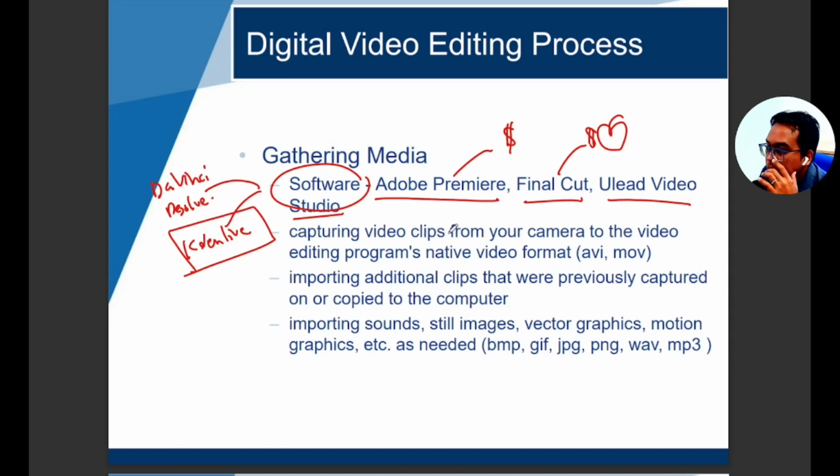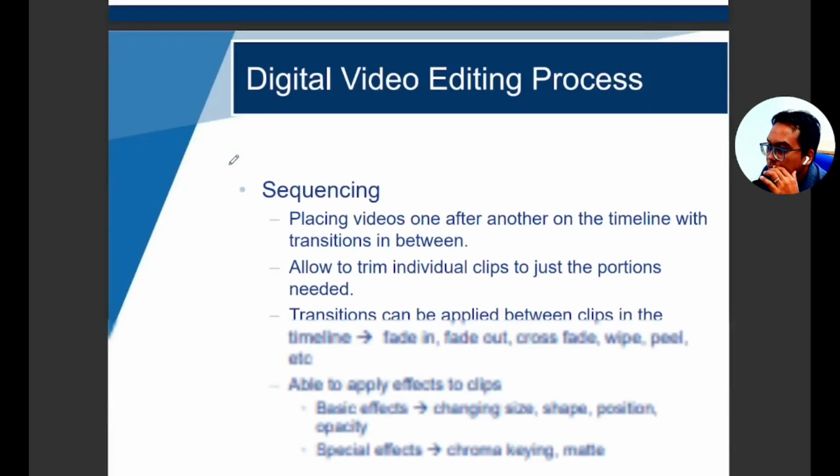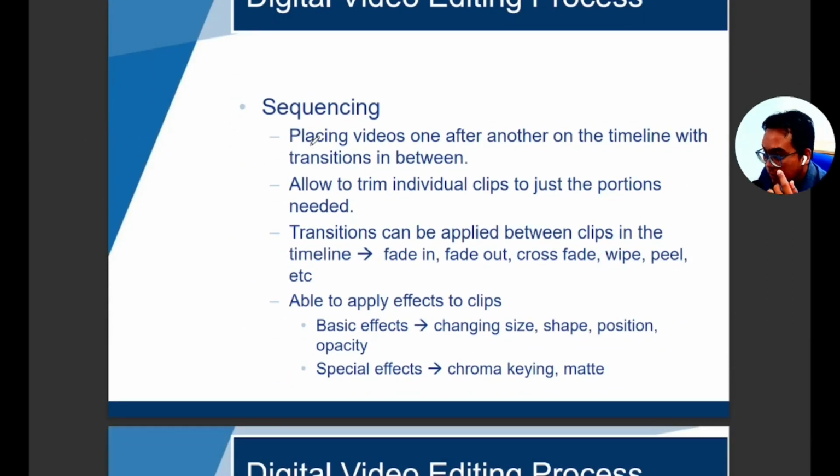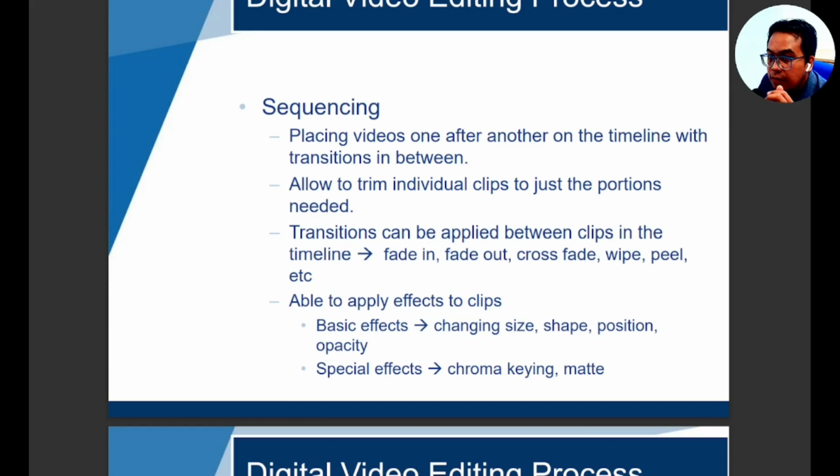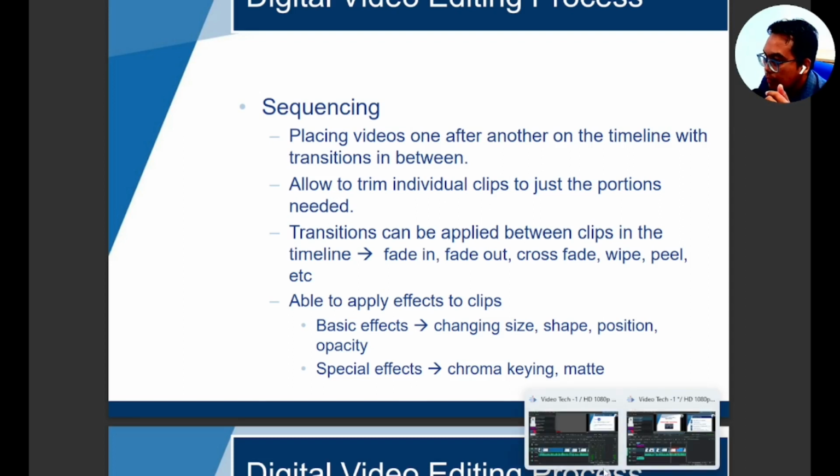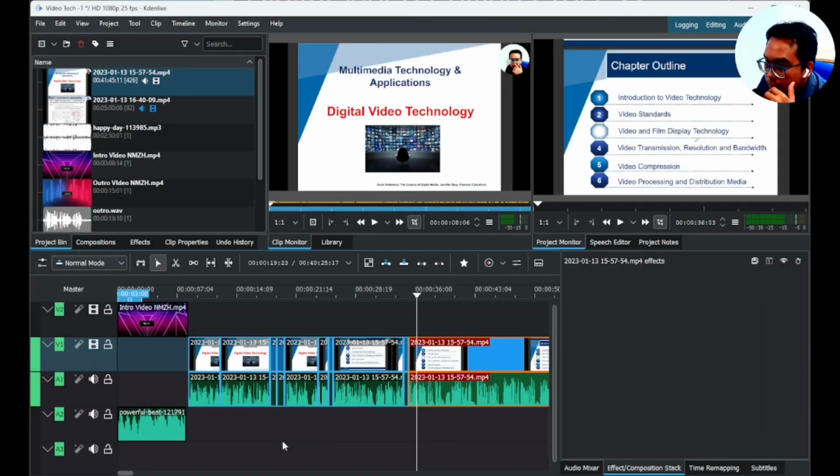So finally, capturing videos and clips, and importing, that would be the first step. Sequencing is the one that I showed you just now, where I trim my voice and trim the time. Fade in and fade out is basically the one that I do here. The fade in and fade out is just a matter of this.